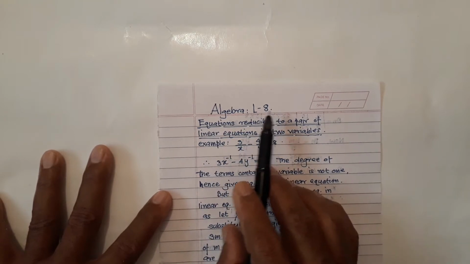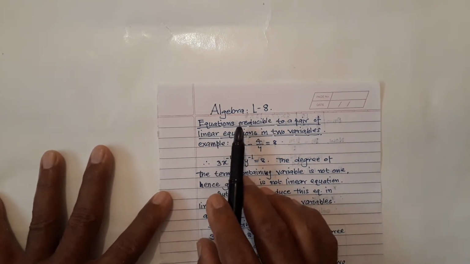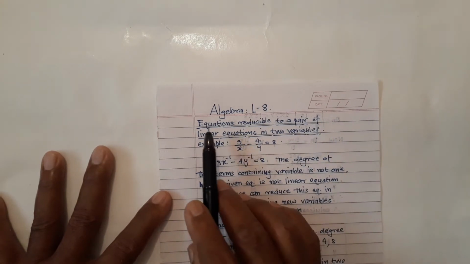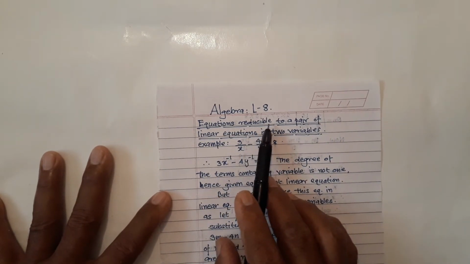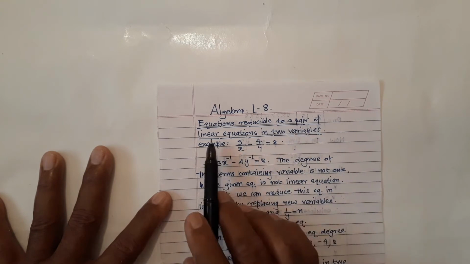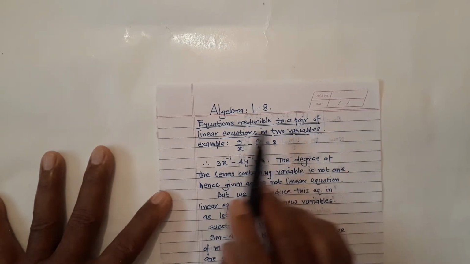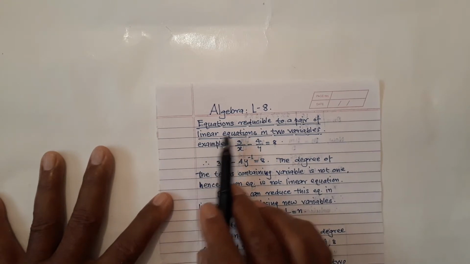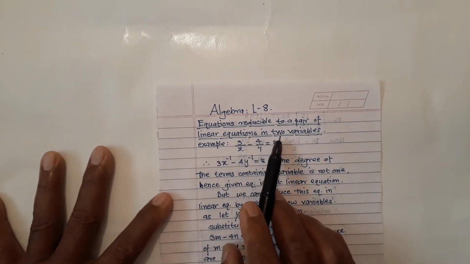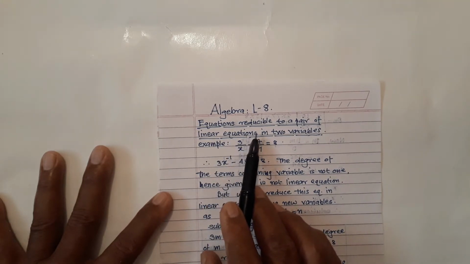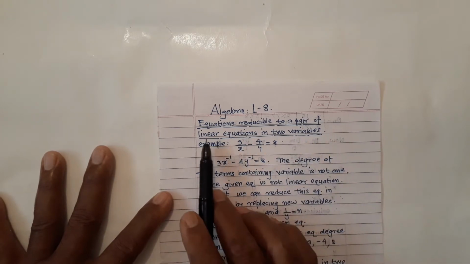In this lecture, I am going to explain some new topic, that is, equations reducible to a pair of linear equations in two variables. Suppose two equations are given, but they are not in the form of linear equations in two variables. Two variables are there, but they are not linear equations.